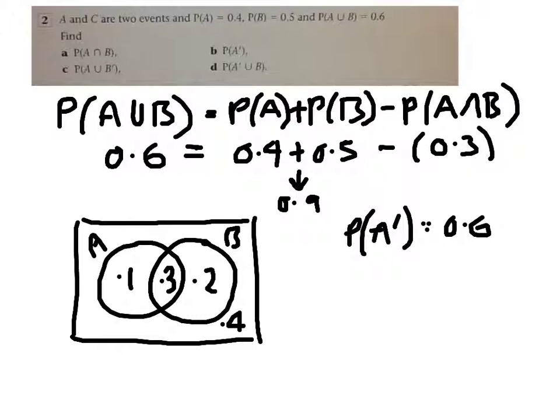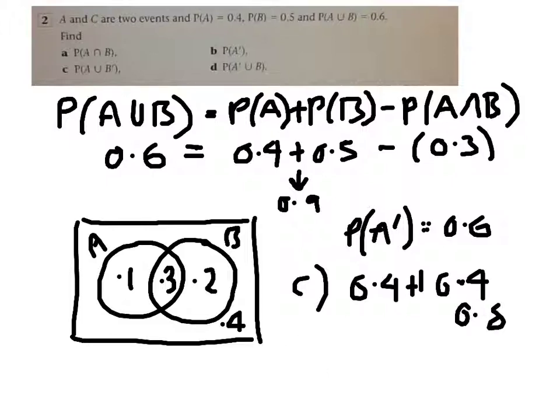Okay, you don't actually need the Venn diagram for that, you can just do 1 minus 0.4. For part C, the probability that I'm in A or I'm not in B: I'm in A is 0.4, and outside of B is another 0.4. It's an either situation, so we add them together, it's 0.8. And finally for part D, I am not in A or I'm in B. In B is 0.5 and not in A is 0.4, so that comes to 0.9.